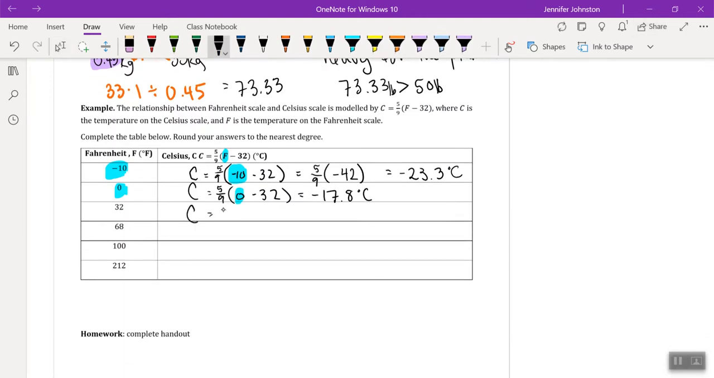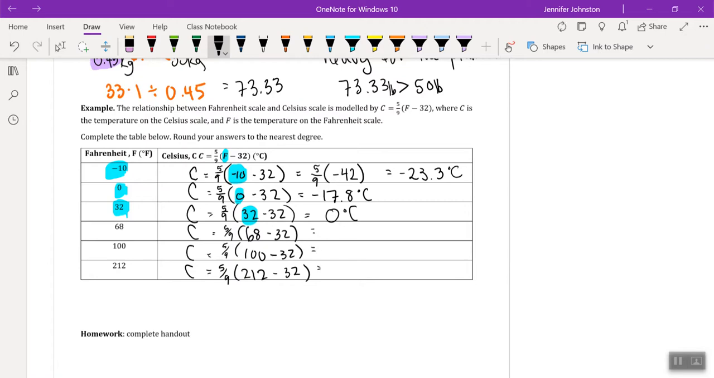All right, let's keep on going. What if we had 32? Now F is going to be 32. So instead of writing F, we write 32. What's 32 minus 32? It's 0. And 0 times a number is just going to give us 0. If you see 0 degrees Celsius, that means it's 32 degrees Fahrenheit. Let's just keep on going. 5/9, 5/9, 5/9. And then what's this number this time? 68. What about this one? This is going to be 100. And then this one's 212.